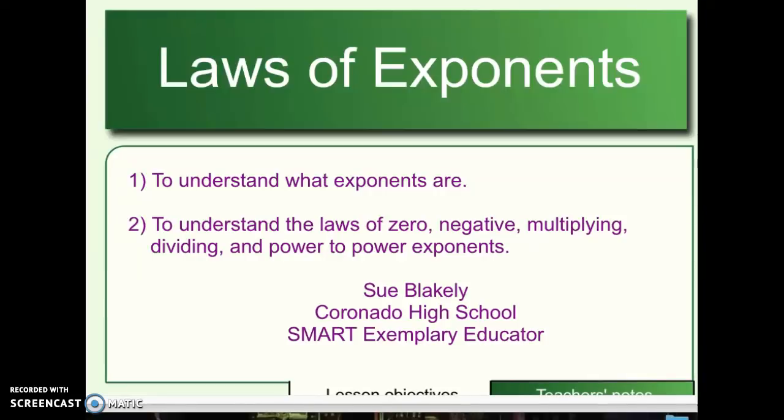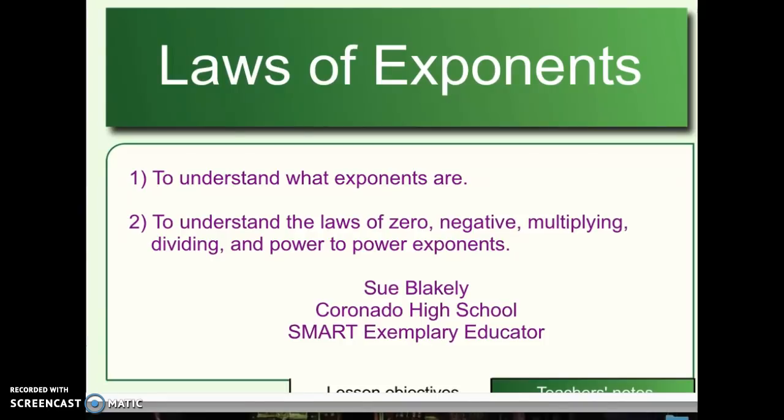Hey guys, so we're going to start these 8th grade standards with laws of exponents. So we reviewed yesterday how to do exponents, just the typical parts of what an exponent means. And so today we're going to look at how to multiply and divide those exponents.